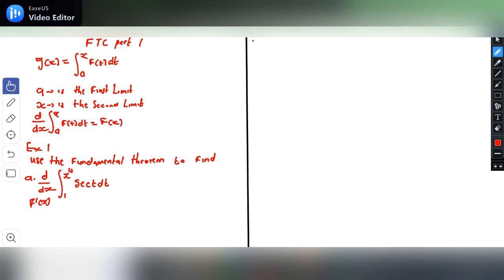So now let's do the solution. The solution, letter A, d over dx of the integral from 1 to x to the power of 4 of secant t dt, right? So the first thing that you need to do is to differentiate the second bound. You're going to say d over dx of x to the power of 4 because it's the second bound. Therefore, you multiply it with the function that you have.